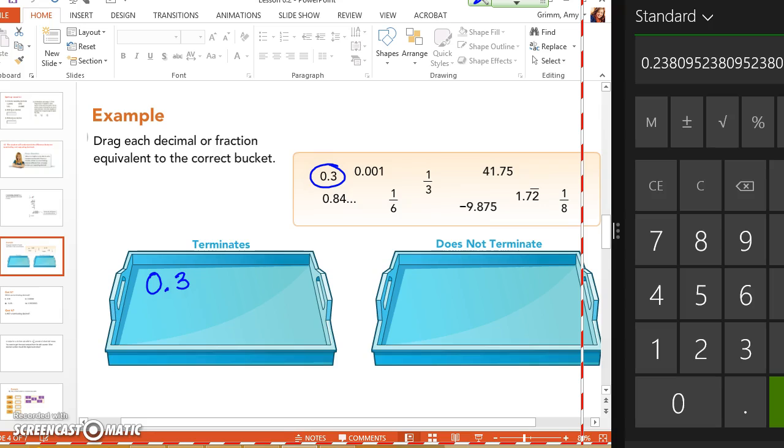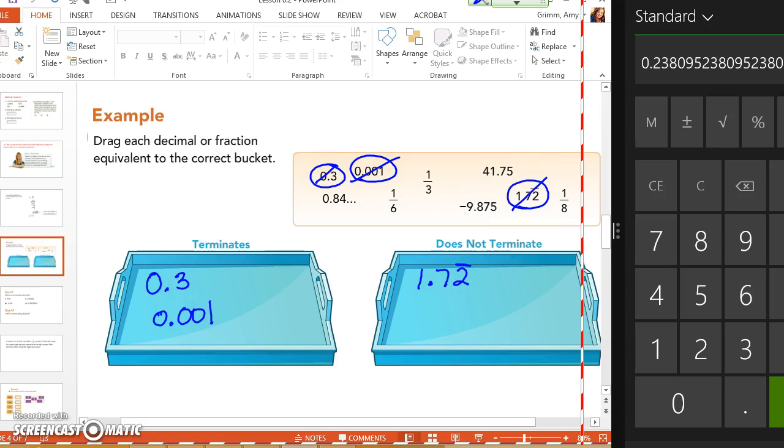Okay, let's look at this number. Where does that go? Terminates. It stops, right? There's nothing else there, so it terminates. Let's see, what about that one? 1.72 with that bar notation. Very good. What's that one called then? It's called repeating. Very good.